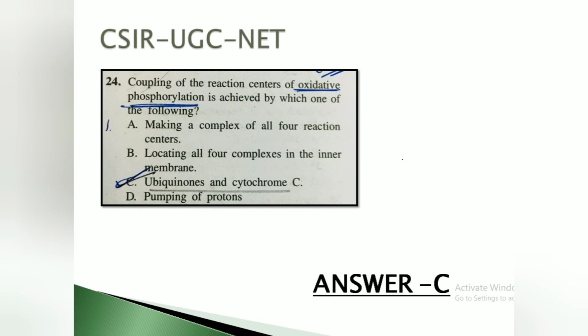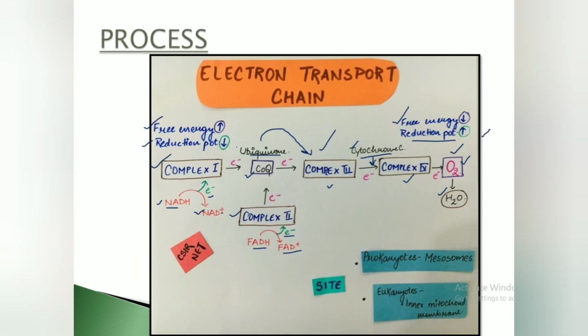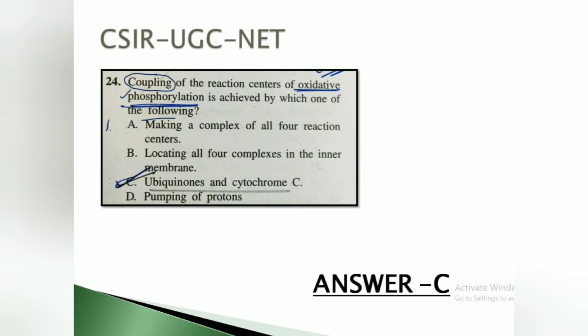So let's solve a question related to the same now. The question is asking about the coupling of the reaction centers of the oxidative phosphorylation is achieved by which of the following. So it is asking which of the following helps in the coupling or connecting the complexes together. So as we have just studied, these couplers are the ubiquinone and the cytochrome. Hence, C is the correct answer, that is ubiquinones and the cytochrome C.